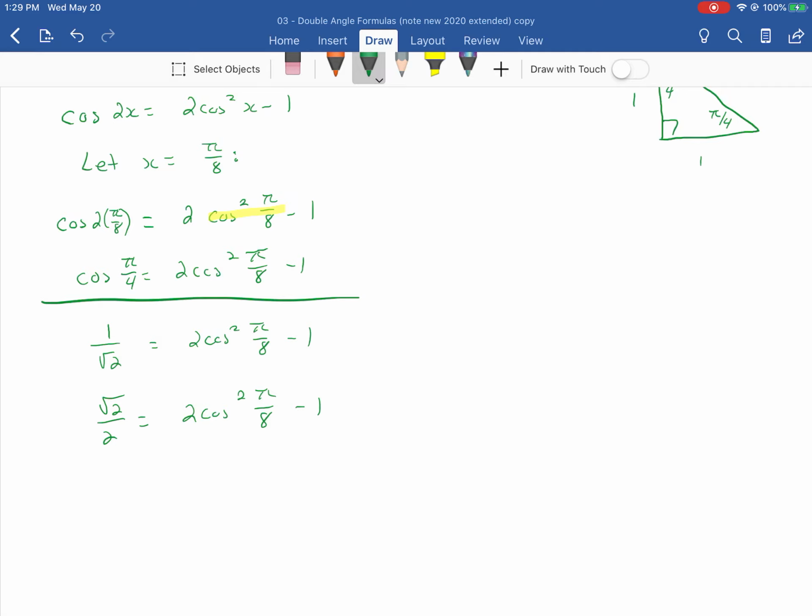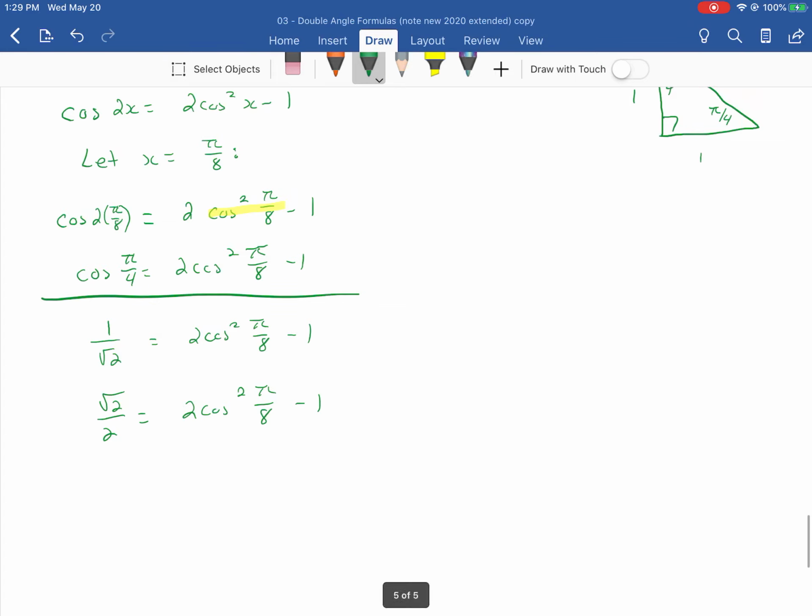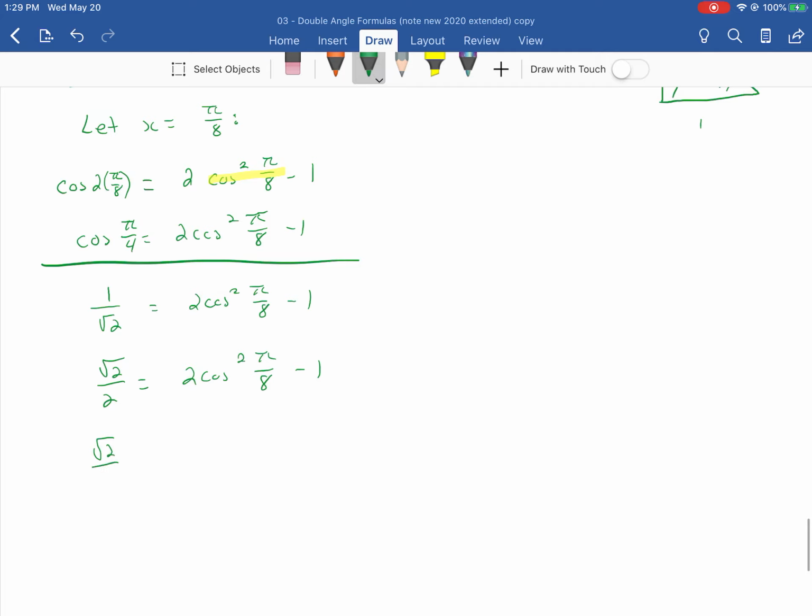Now, the rest of this question actually is just about isolating that cos of pi over 8. Cos of pi over 8 is in this question now. I can see it sitting there, and I just have to solve for it. I just have to move things around to figure out what cos of pi over 8 is. For instance, I'm going to take this negative 1. I'm going to move it over here.